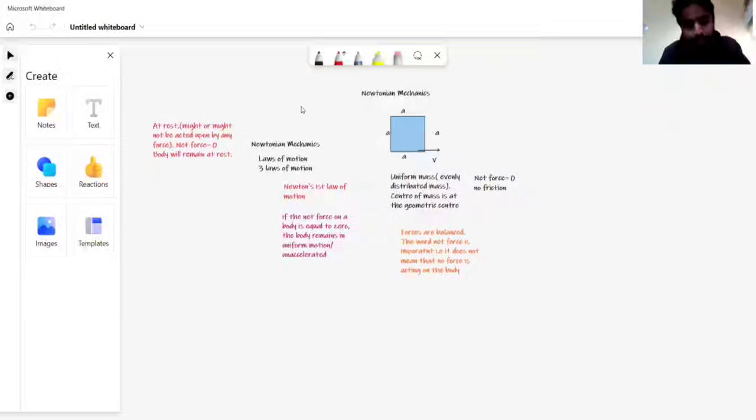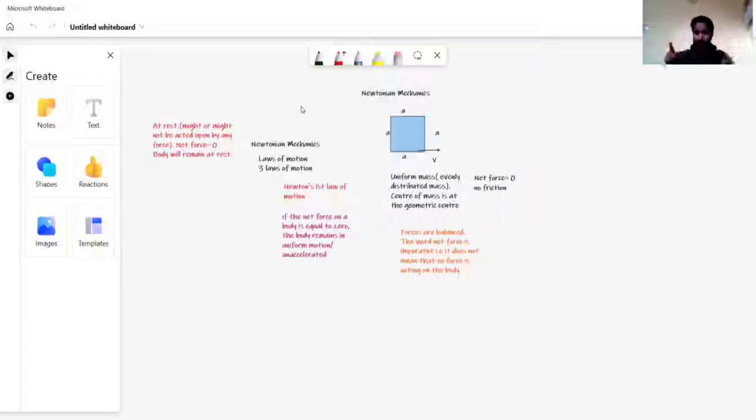What we mean by Newton's first law is, if the net force on a body is equal to 0, the body remains in uniform motion, or it remains unaccelerated. Now, the point was that even though forces are acting, the body is still unaccelerated. That means the forces are balanced. The word net force is very important. It does not mean that no force is acting on the body. The forces are acting on the body. So this was case number one.